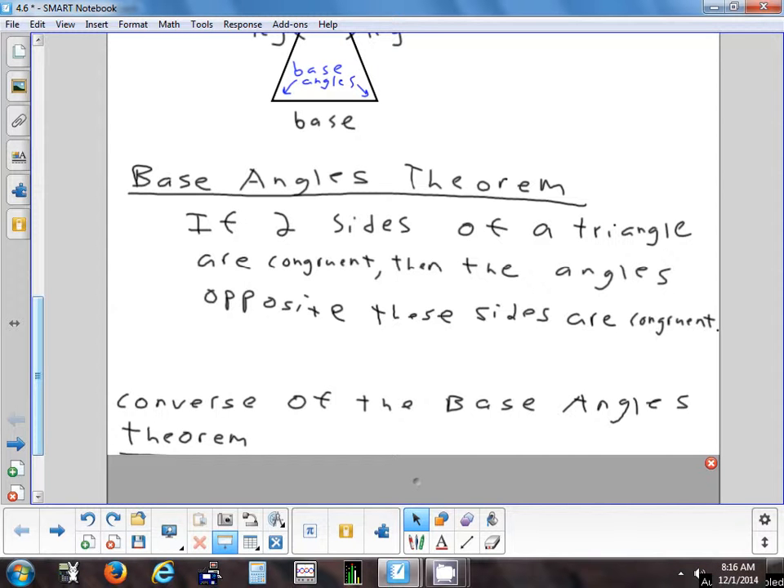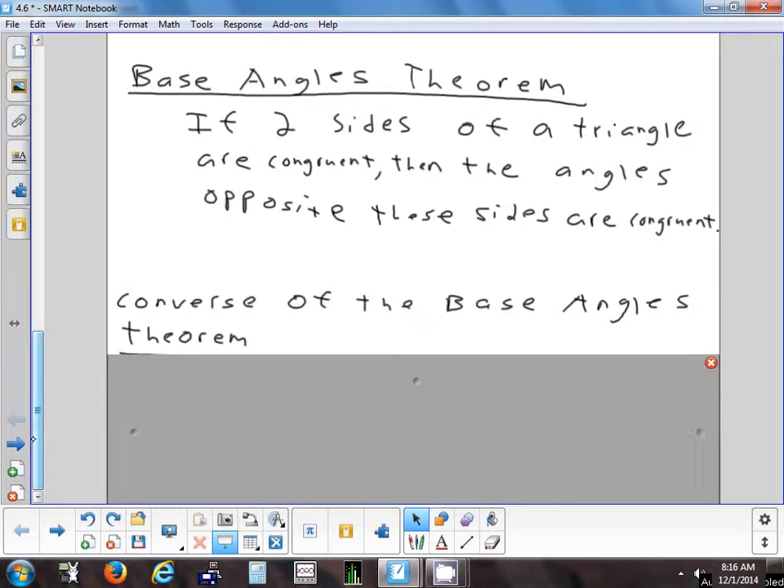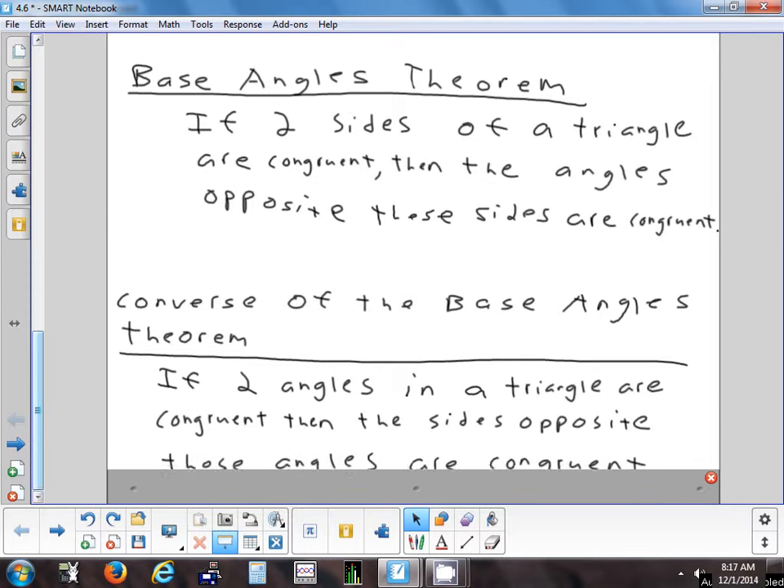Okay, and we can also look at that in reverse. We can look at the converse of that. The converse is when you take the if and the then, you switch it. So instead of starting with two sides being congruent, then the angles being congruent, we're going to switch it around. If you've got two angles that are congruent, then the sides opposite are congruent. If two angles in a triangle are congruent, then the sides opposite those angles are congruent.